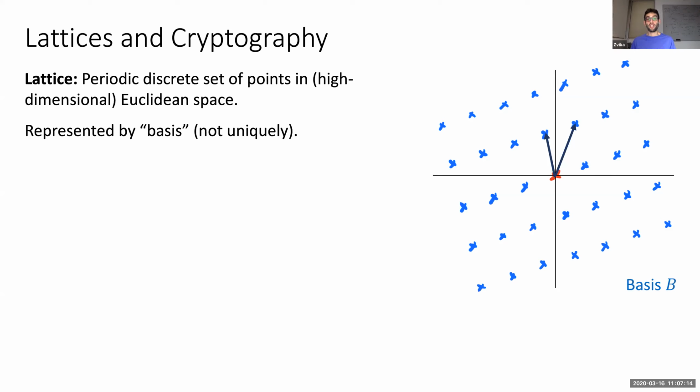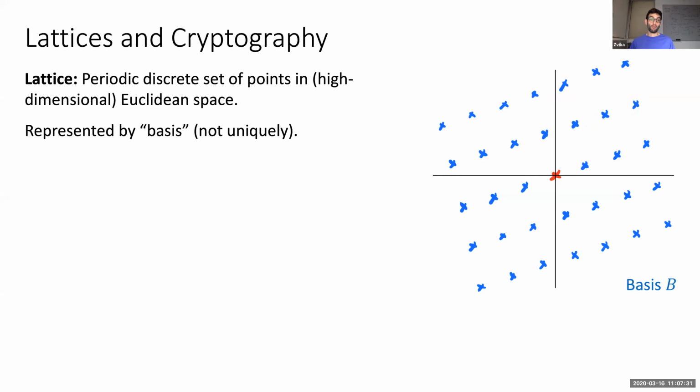A basis is a representation of the lattice, but it's not a unique representation. So a lattice can have many different bases. So for example, this is also a basis for the same lattice, I hope at least. So a lattice can have many bases, and they can have very different properties.